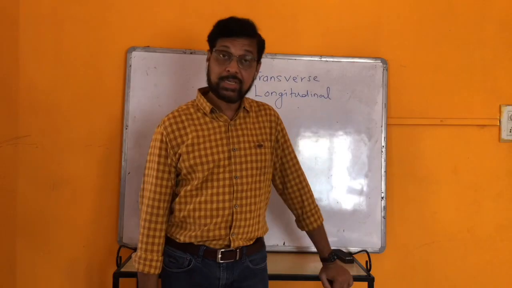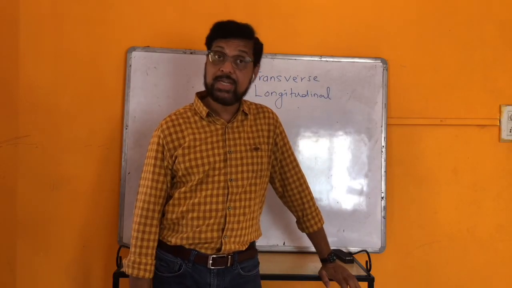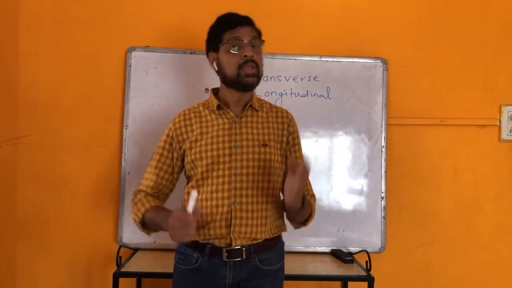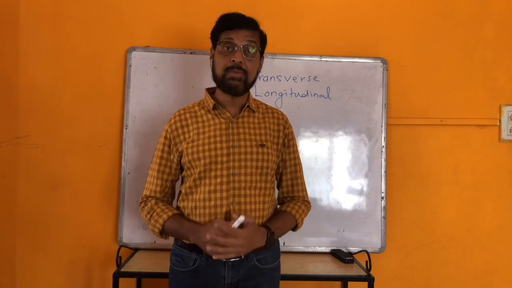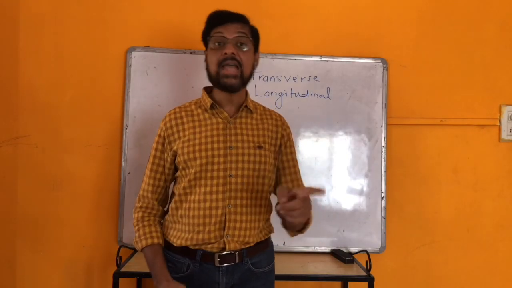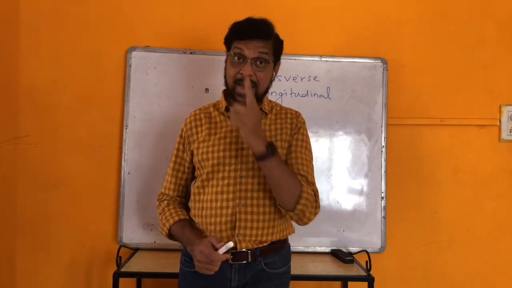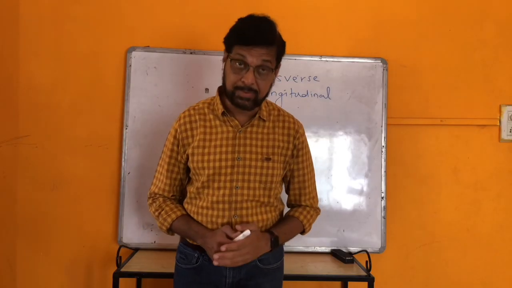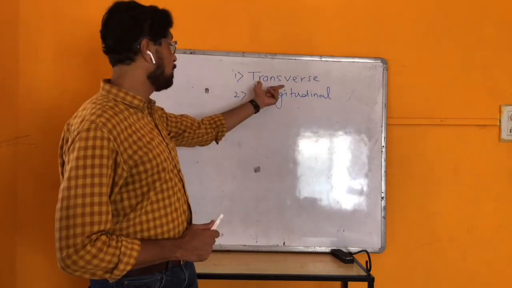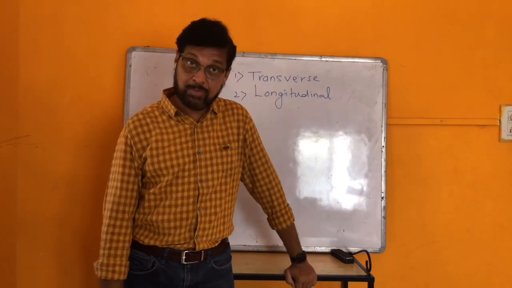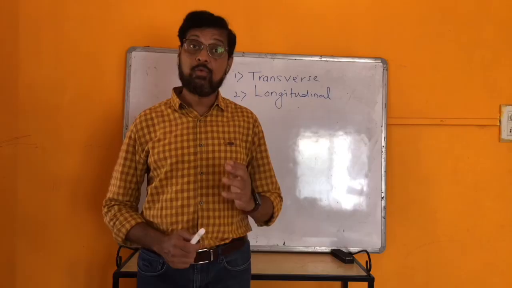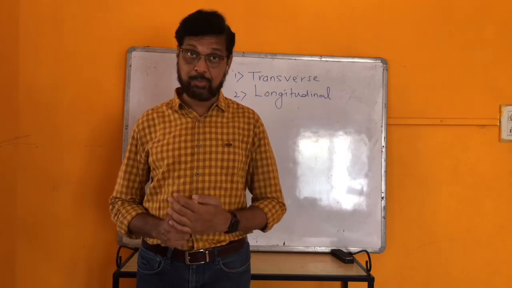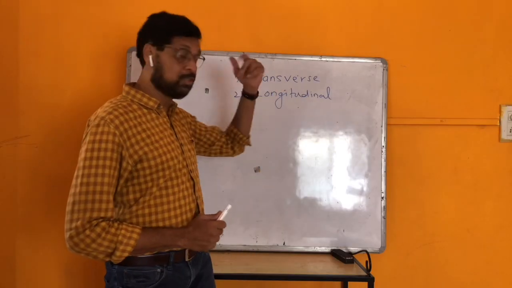The wave in which particles of the medium vibrate. Wave means disturbance, vibration of the particles. The wave in which particles of the medium vibrate at right angles, how? At right angles to the direction of propagation of wave, that wave is called a transverse wave. The wave in which particles of the medium vibrate perpendicular or at right angles to the direction of propagation of wave is called a transverse wave.